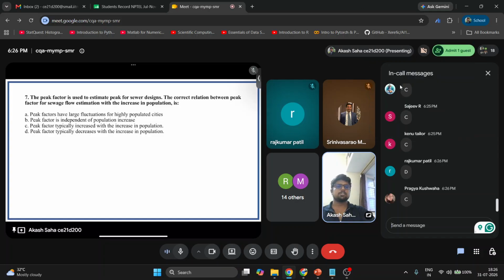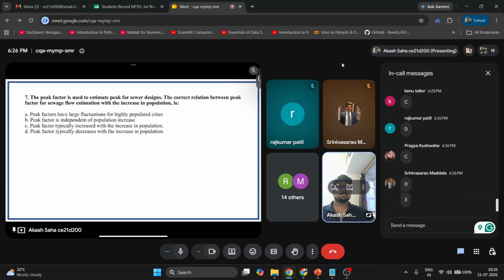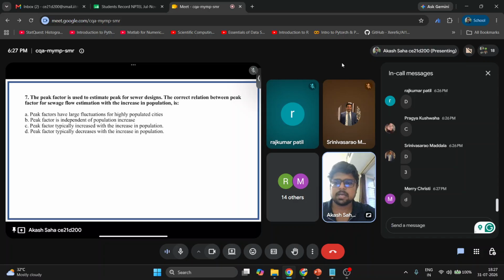What is the peak factor ratio? No, I am not asking you the value. I am asking, what are the two components of peak factor? So peak factor is nothing but the peak flow by the average flow, right? Peak flow by the average flow. So, what do you think is the relation between the peak flow and the population?